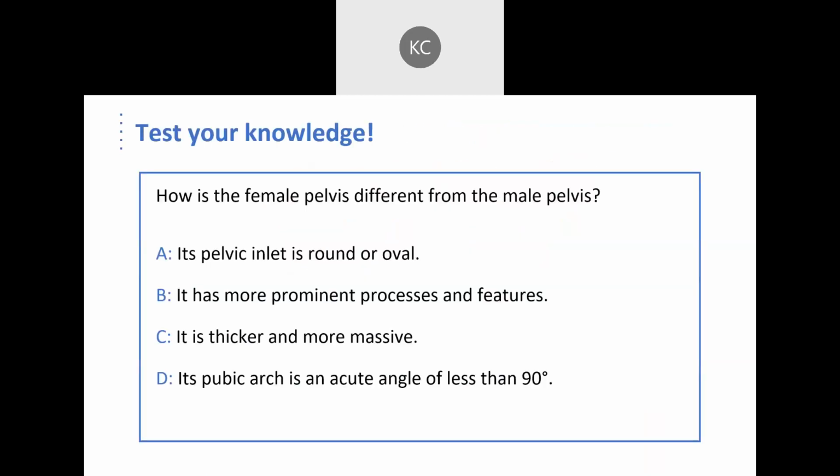So let's answer this question here. You can pause the video, read the question, try to answer it, and I will move on. So how is the female pelvis different from the male pelvis? The answer is A, right? So the pelvic inlet is round or oval.